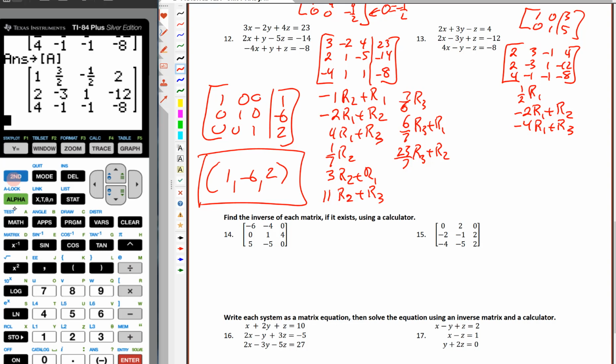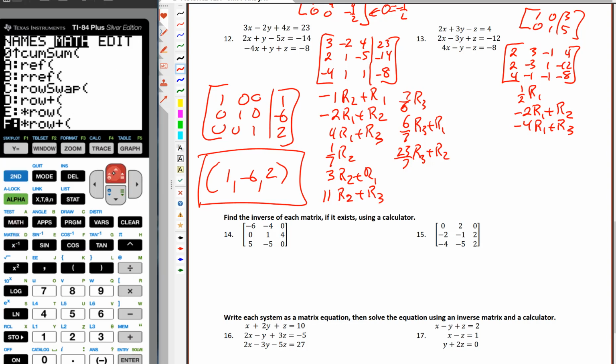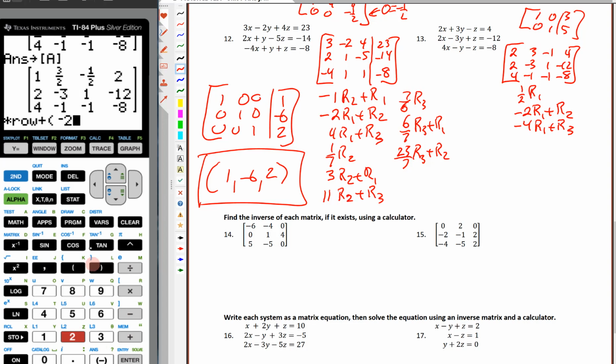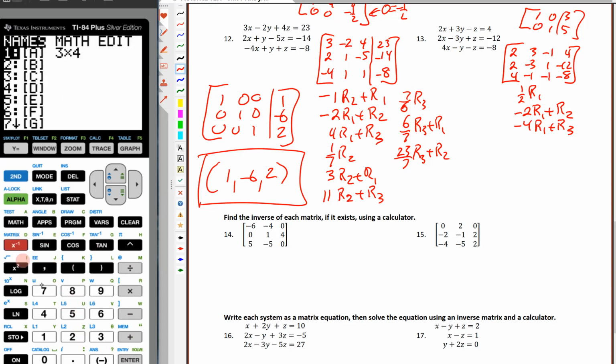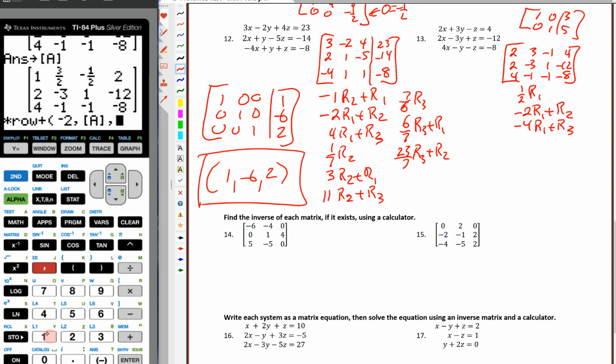So we're going to make a times row add command. And we're going to multiply by negative 2, comma, matrix A, comma, row 1, comma, row 2. Hit enter. We like what it did, so we're going to store it. And recall that times row add command so I can do it again. We're going to be changing row 3 on this one. We're still using row 1, but this time we're multiplying by negative 4 because we want to turn that into a 0. And hit enter. Did what we want, so we're in good shape there. So again, we'll store that.